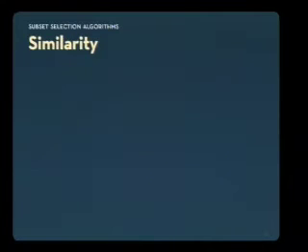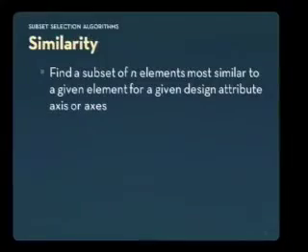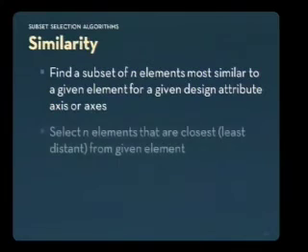So we have these different criteria. What do we do with them? So we define two criteria of interest to displaying design examples. And the first is similarity. So the idea behind finding similar items is that you want to find a subset of all the items in the corpus, say n items, most similar to a given element for a given design attribute, axis or axes. And so we use a very simple algorithm to find this. We select the n elements in the space which are closest, that is least distant, from the given element.